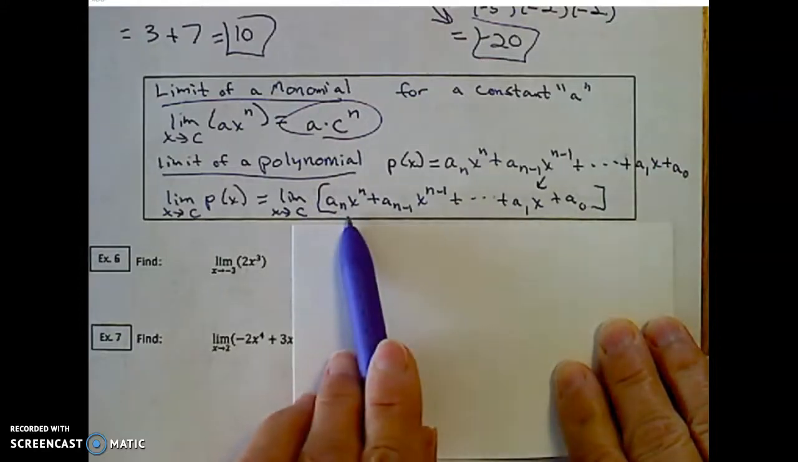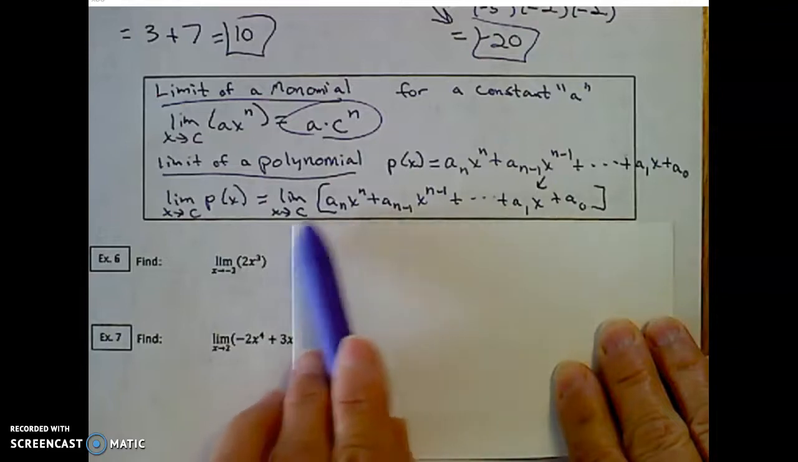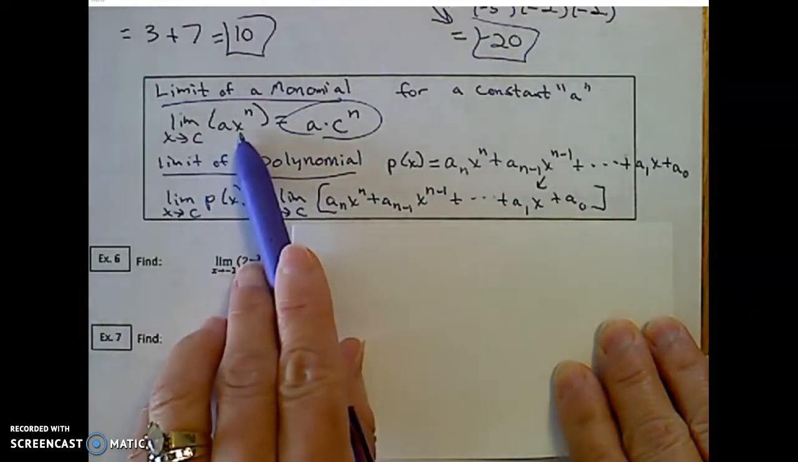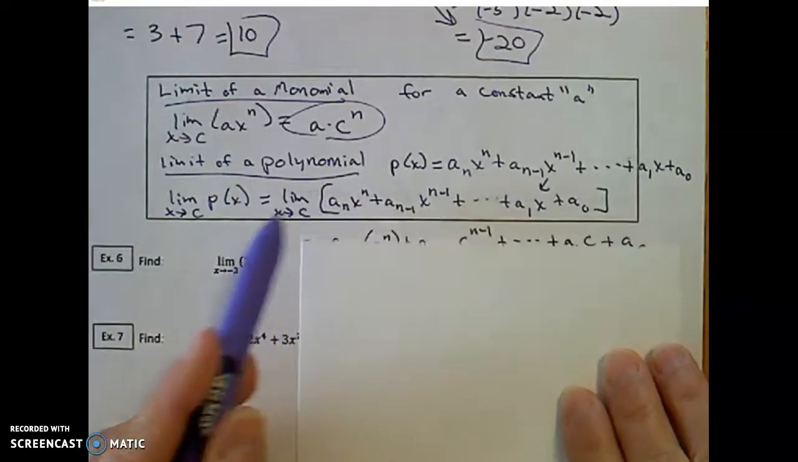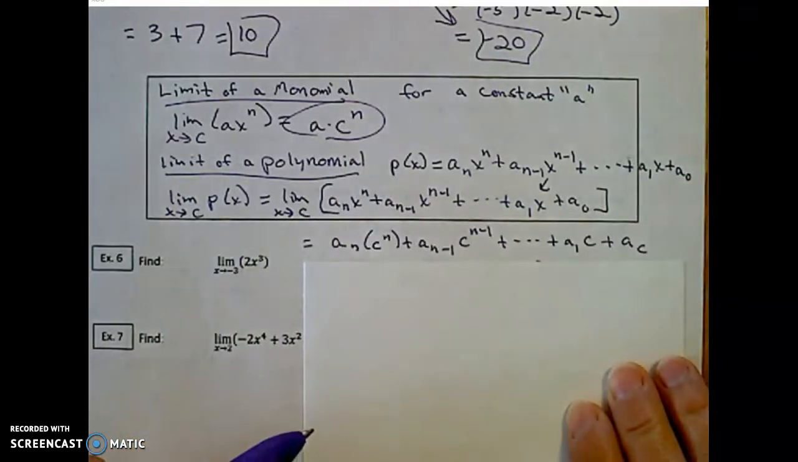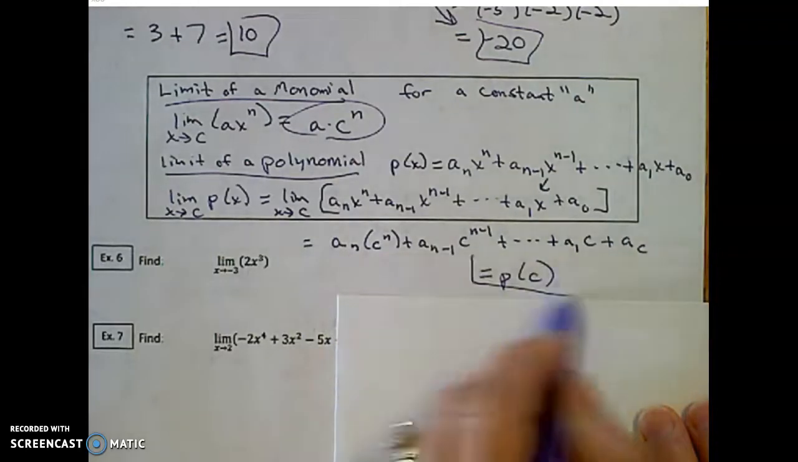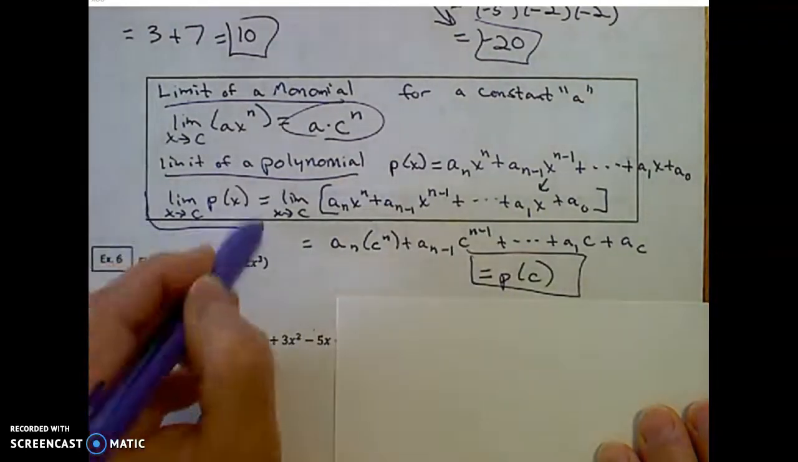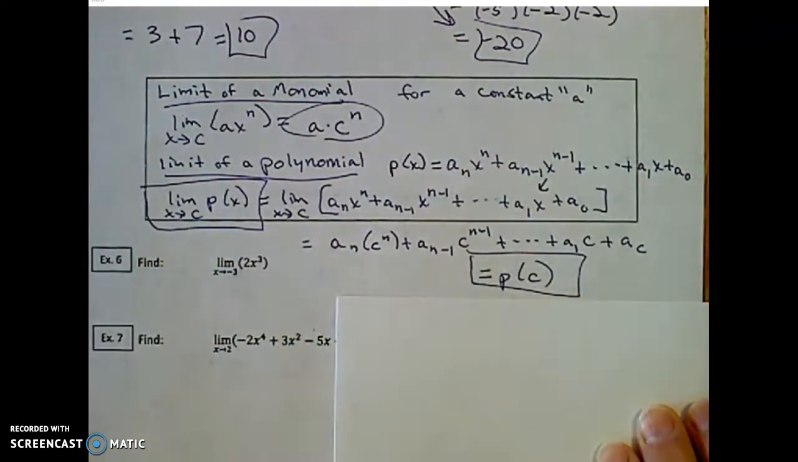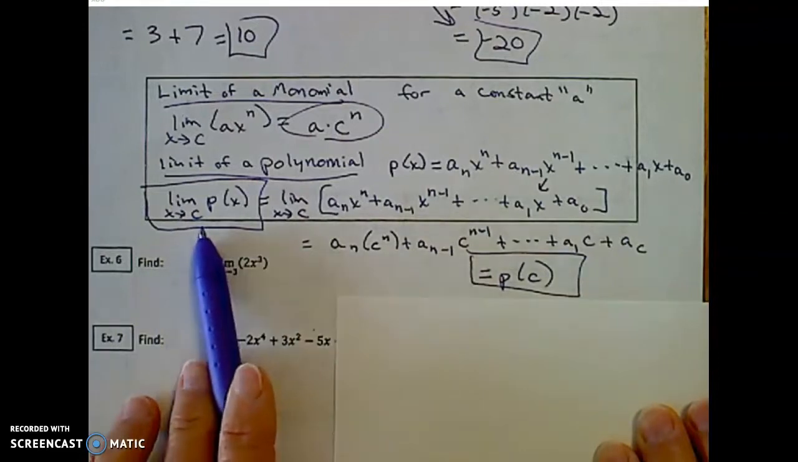You could separate all your products. You could really just plug in c like you wanted to up here. And I'm plugging c into that entire polynomial. Once I plug c into that entire polynomial, that's just plugging in c. So the limit of that polynomial, I can simply plug in that number I'm approaching.